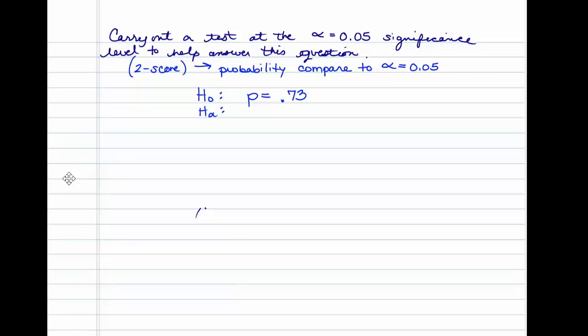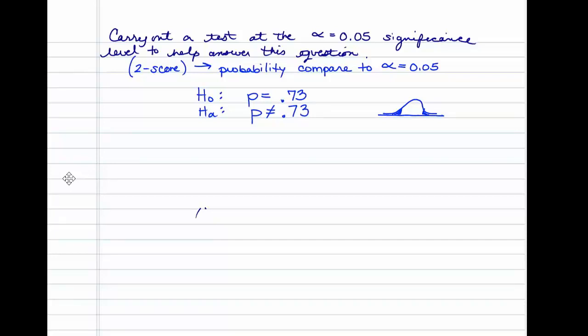The other value, does it differ from the national value? So for this one, we're saying, okay, is it not equal to 0.73? It doesn't say less than, it doesn't say greater than. It says, does it differ from this? So then we've got to keep in mind at the very end, we're going to be having two tails to compare this to. We've got to use both tails combined in the end.